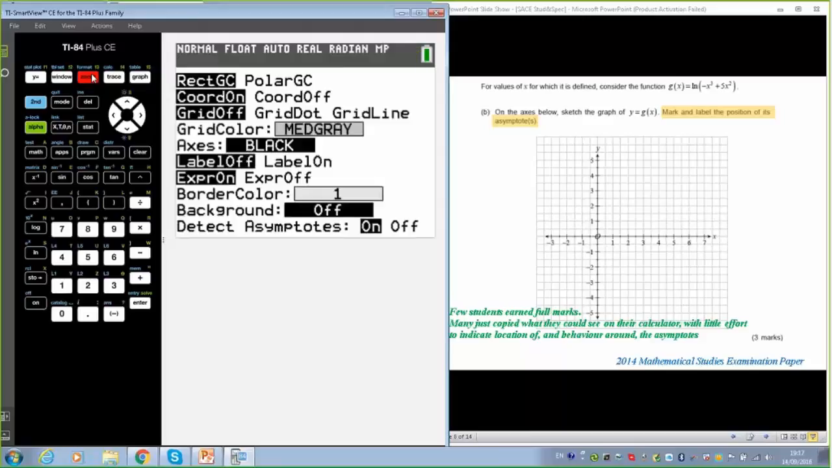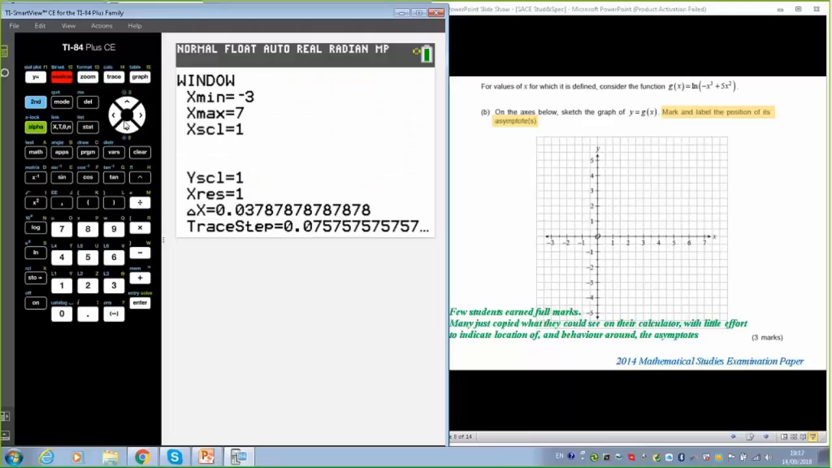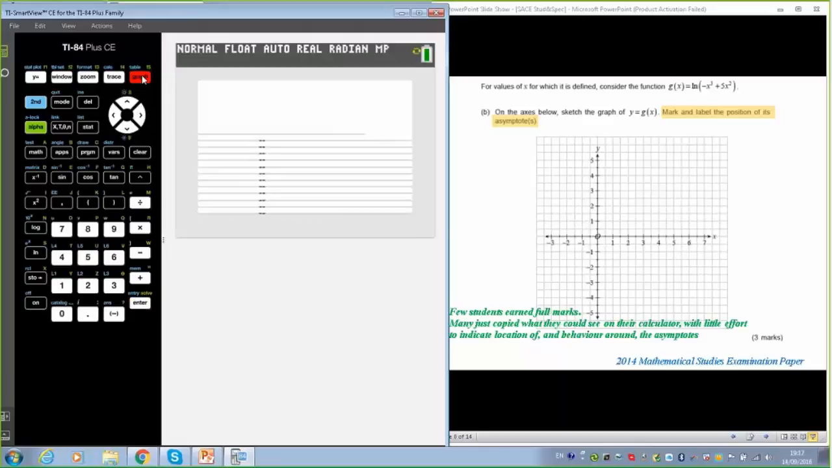So come across, enter. Now it's going to give me the grid lines every one, because that's what I set my X and Y scale to be. There we go. All right. But I could equally change it so that if I went into my window and changed the X scale, oops, missing the button, that didn't help, to 0.5 and 0.5, we would get a visual that's exactly the same as this here.